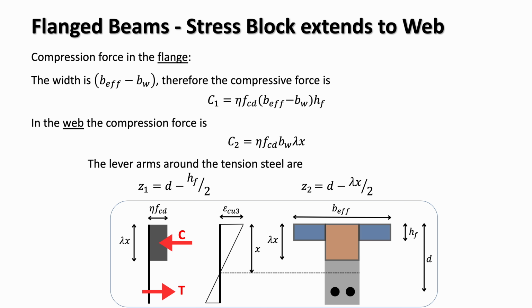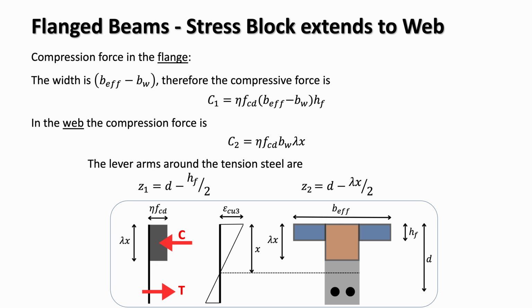On this slide, we can see what happens once the neutral axis drops below the flange and the stress block spreads into the web. In this case, the compression is shared between two regions. The flange, shown here in blue, carries a compression force based on its effective overhang. So its contribution is C1 = η × fcd × (b_eff − b_w) × h_f, the height of the flange.